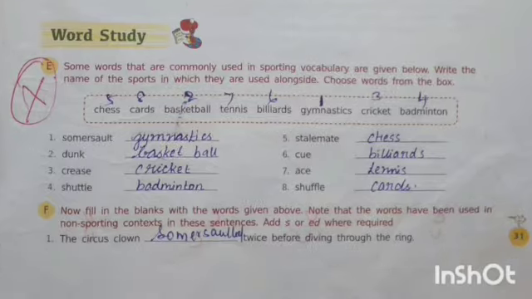Okay, dears? My dear children, now look at Roman letter F. Now fill in the blanks with the words given above. Note that the words have been used in non-sporting context in these sentences. Add es or ed where required. So we have to choose the words given in Roman letter E and use those words to fill in the blanks. If you want to write it in plural form, you can use es, and if you want to write it in the past tense, then you can add ed, wherever required.